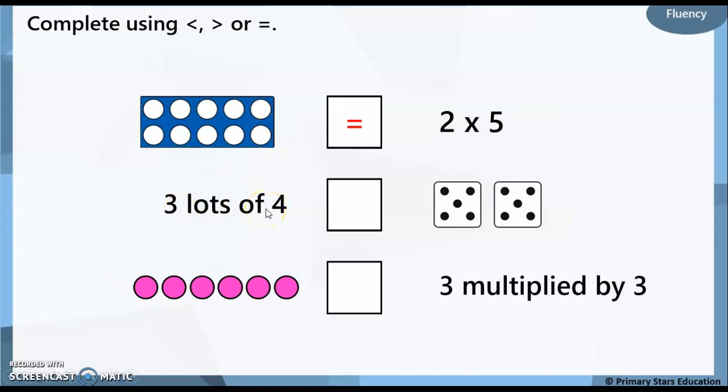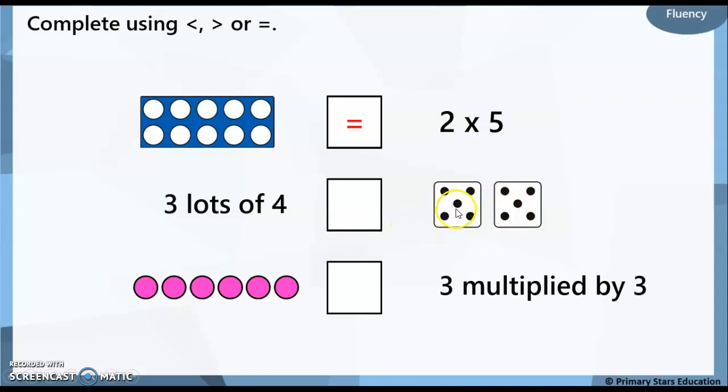3 lots of 4. Remember, we don't know our 4 times tables. If you wanted to have a go at drawing this, then you could do 3 groups of 4. Remember, lots of is the same as times. Some of us know our 3 times tables, and remember we can use our fingers to help. So if we swap that and did 4 lots of 3, we've got 3, 6, 9, 12. So this answer here is 12. And we could write the answer there, 12, so we know what the answer is.